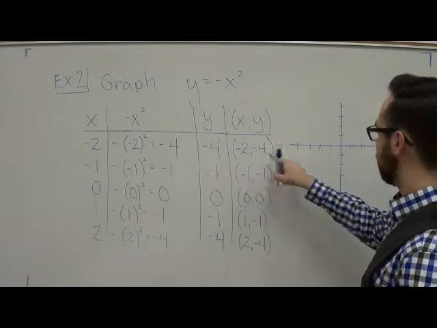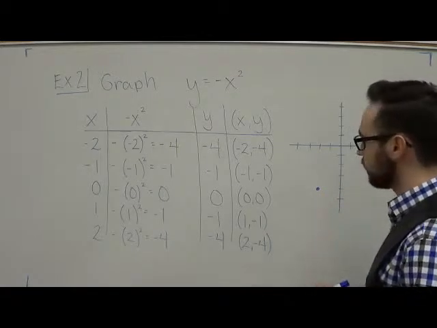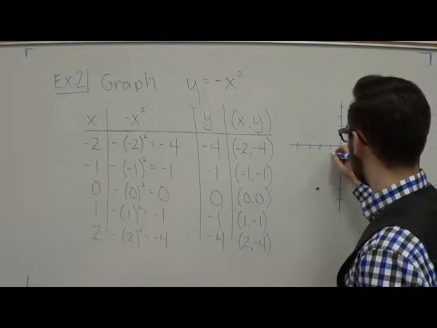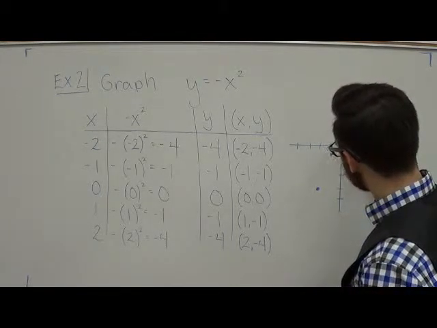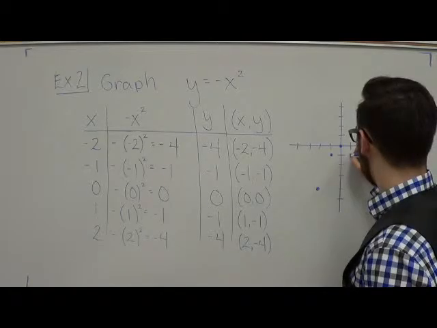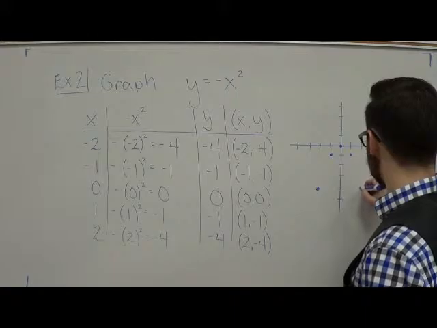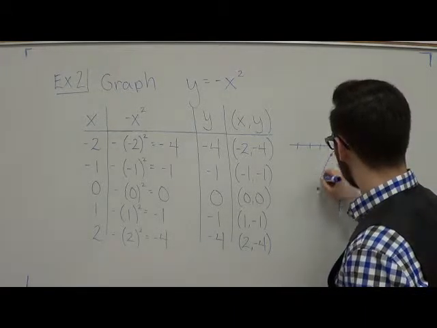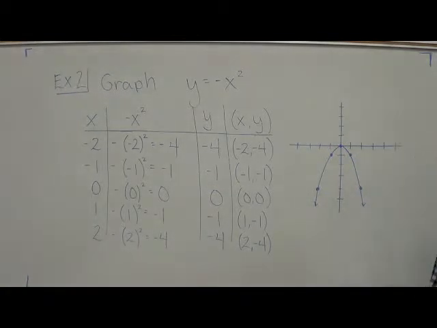Alright, so we have negative 2, negative 4. It's all the way down here. We have negative 1, negative 1. Then we have 0, 0. Then we have 1, negative 1. And then we go back down to 2, negative 4. Do my curves. And that's our parabola. This time, shooting downwards. So it's more like an umbrella than a U shape.